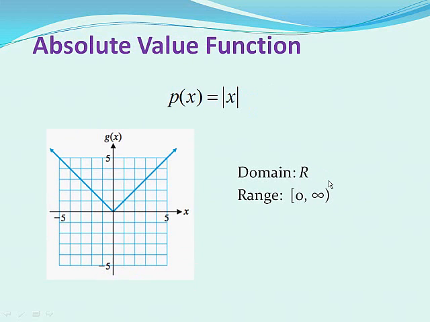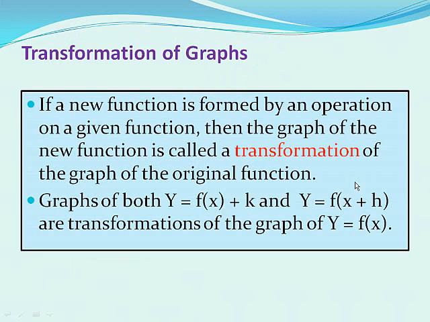This is the graph of the absolute value function. We write it like this. Transformation of graphs. If a new function is formed by an operation on a given function, then the graph of the new function is called a transformation of the graph of the original function. Graphs of both y equal to f of x plus k and y equal to f of x plus h are transformations of the graph of y equal to f of x.